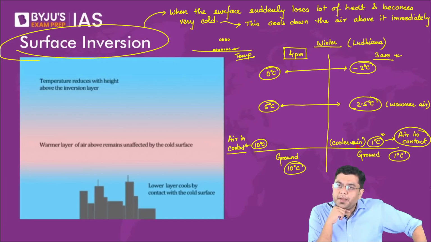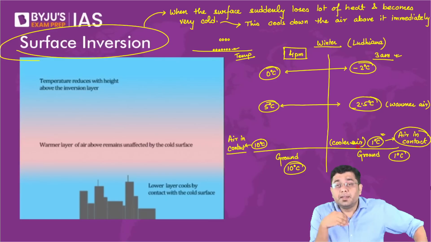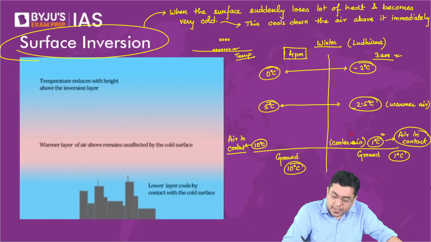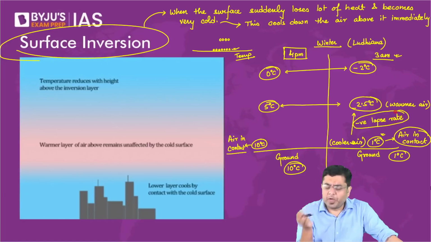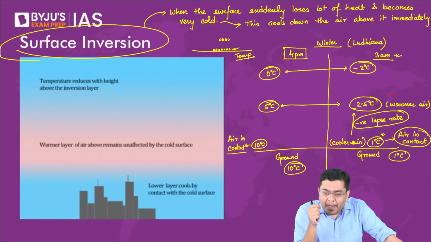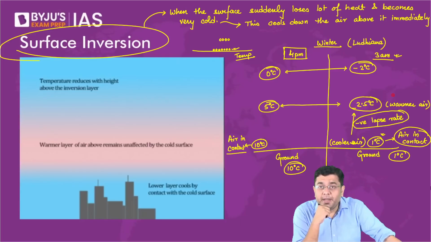What is that? Isn't that a negative lapse rate? Right? So that is basically the condition of temperature inversion. That is what we have as the temperature inversion. This is your negative lapse rate. It can even be 3 degrees Celsius, 1.5 degrees Celsius at this level. Anything can happen. But it is a negative lapse rate.